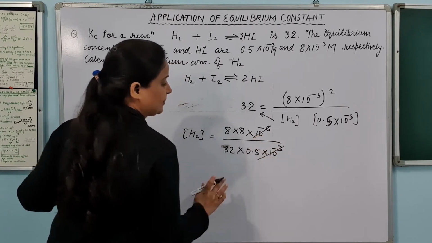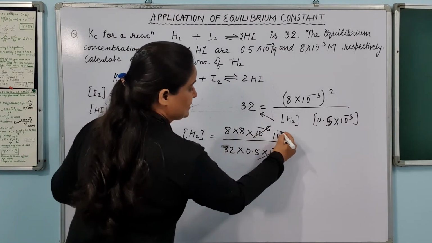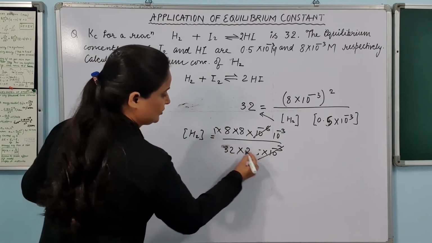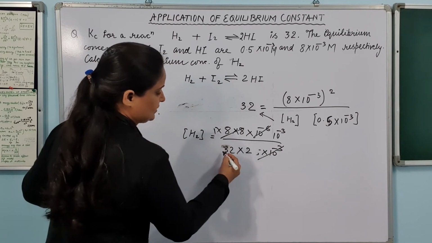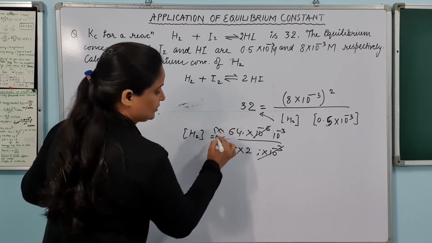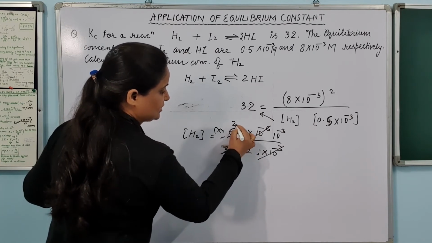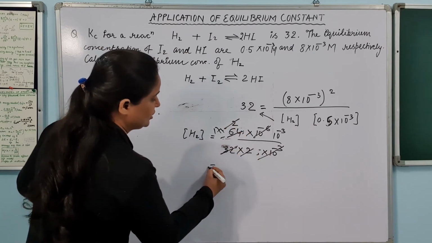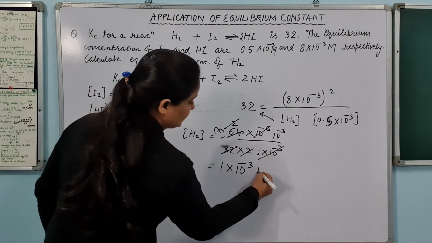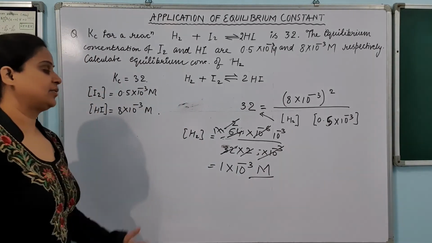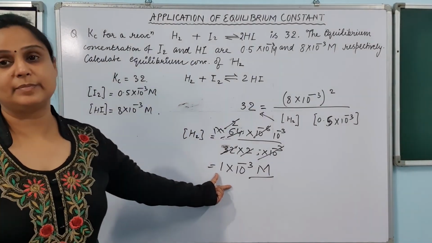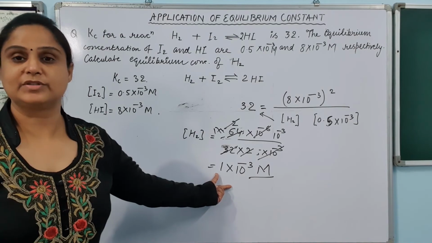ये गया 10 raised to power minus 3. This is equal to 1 by 2 ना. So here I am writing down, this is 64. 8 into 8 equals 64. So this is 32 to 64. 2 cancels with the 2. So what is left out? 1 into 10 raised to power minus 3. So the concentration of hydrogen we have calculated at the equilibrium is 1 into 10 raised to power minus 3 molar solution is present.